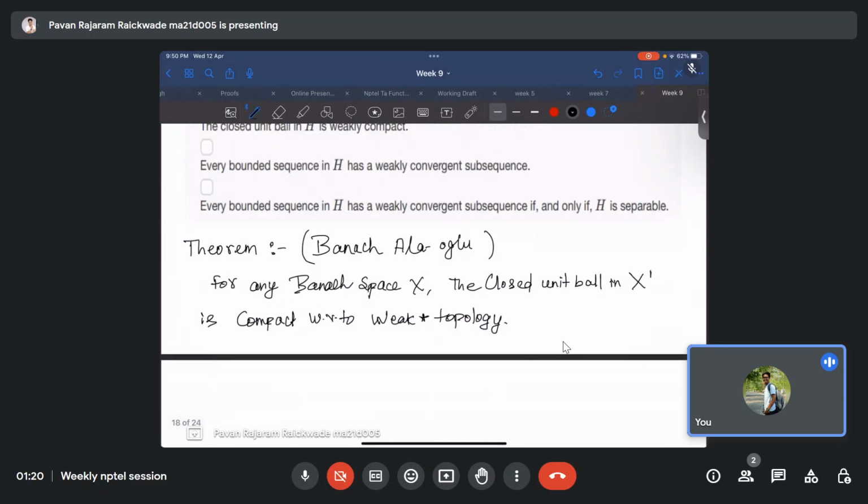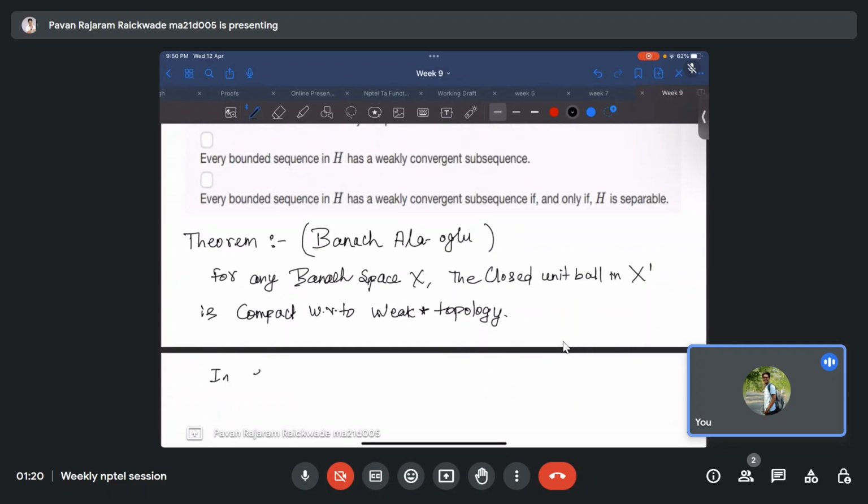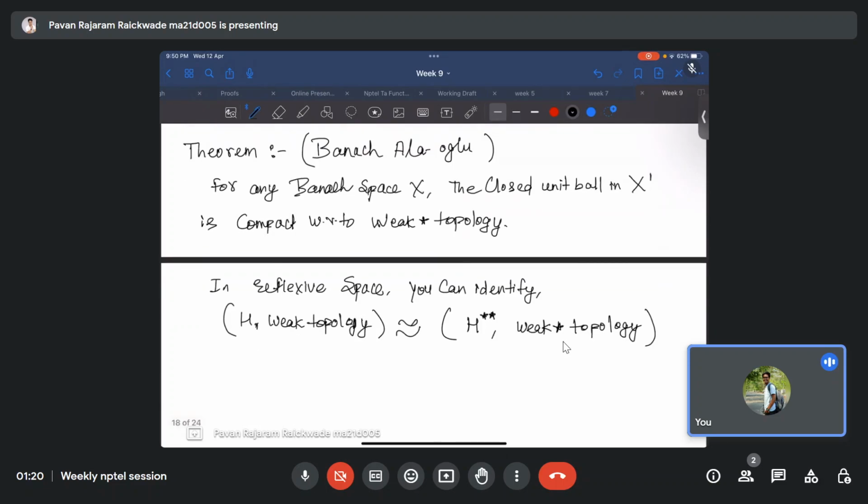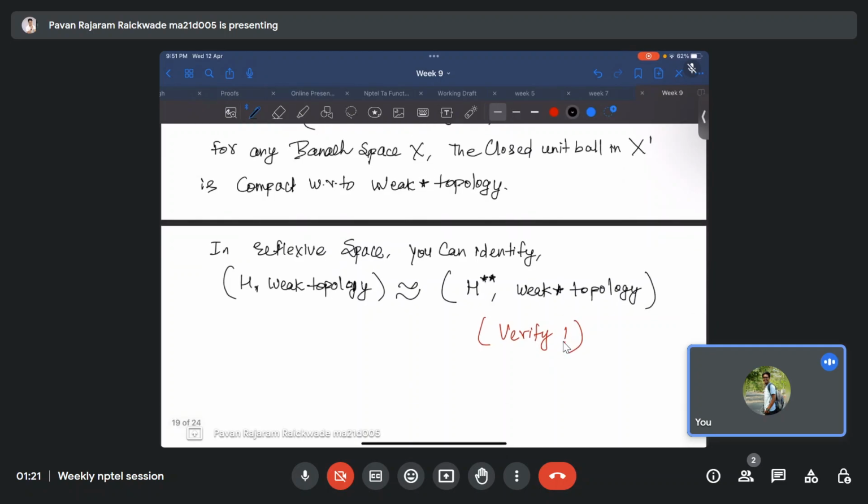And the thing here is, in reflexive spaces, you can identify H with weak topology with H star star with its weak star topology. Because of reflexivity, this works out. You can just verify this thing; you have to see it carefully. This follows: the weak topology in Hilbert space H can be identified with H star star with weak star topology, isometrically.